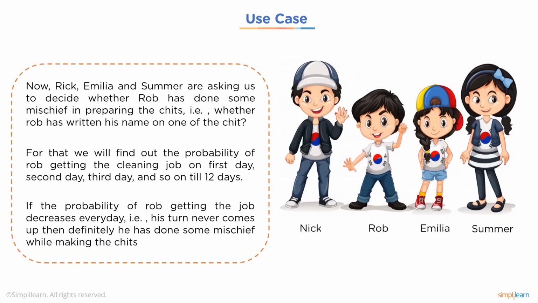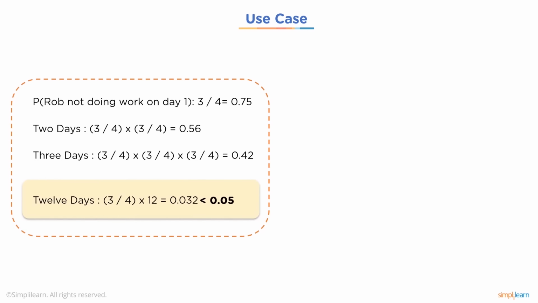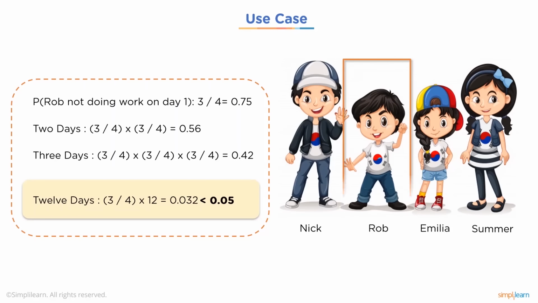For that, we will find out the probability of Rob getting the cleaning job on the first day, second day, third day, and so on till 12 days. If the probability of Rob getting the job decreases every day, i.e., his turn never comes up, then definitely he has done some mischief while making the chits. So the probability of Rob not doing work on day 1 is 3 out of 4. There's a 0.75 chance that he didn't do work. For 2 days, 3/4 times 3/4 equals 0.56. For 3 days, you have 3/4, 3/4, 3/4, which equals 0.42.